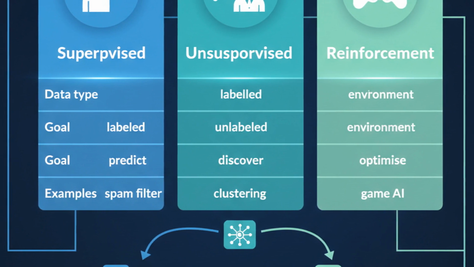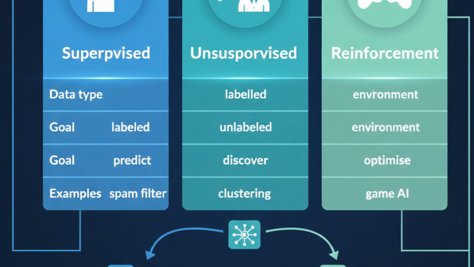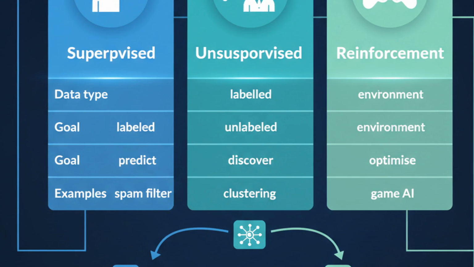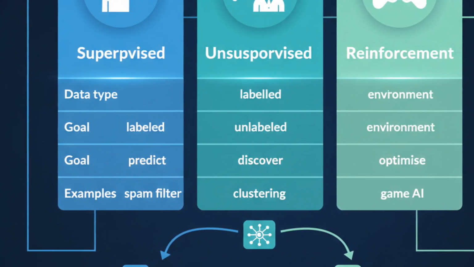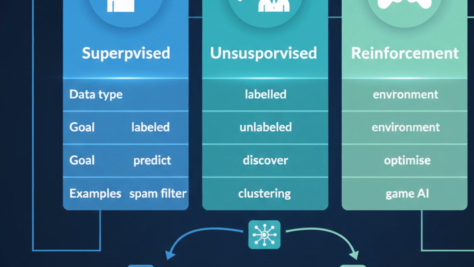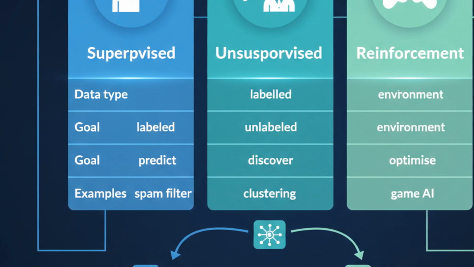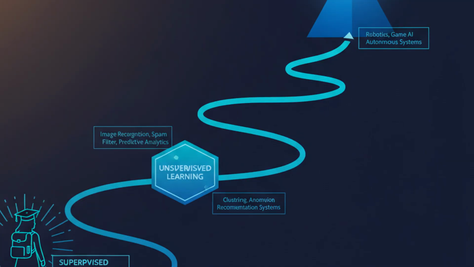Many real systems combine multiple types. A self-driving car uses supervised learning for object detection, unsupervised learning to understand road patterns, and reinforcement learning to make driving decisions. If you're just starting your machine learning journey, begin with supervised learning. It's the most intuitive, has the clearest feedback loop, and covers 80% of real-world applications. Most job postings and tutorials focus here.